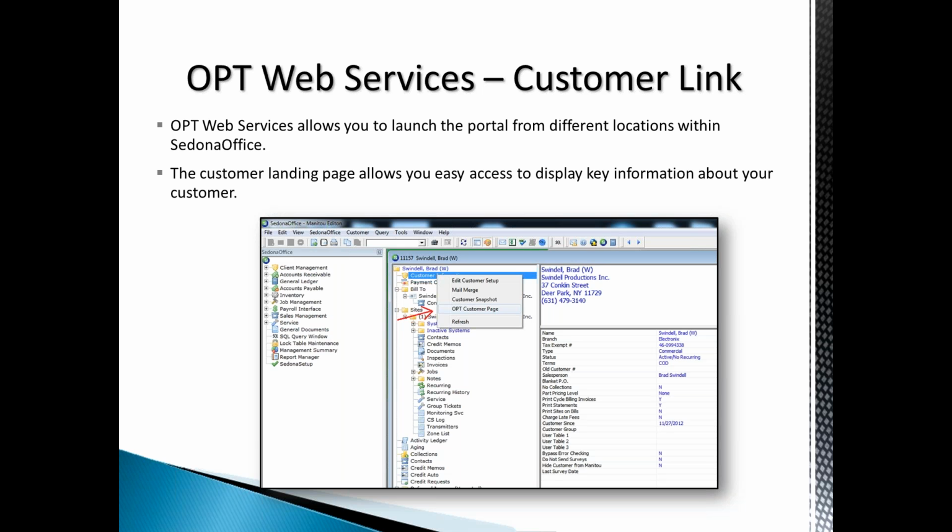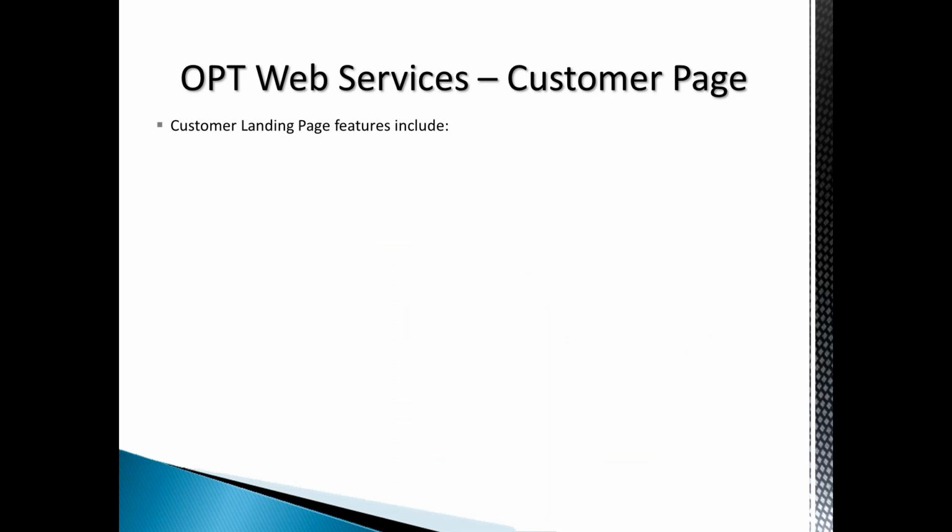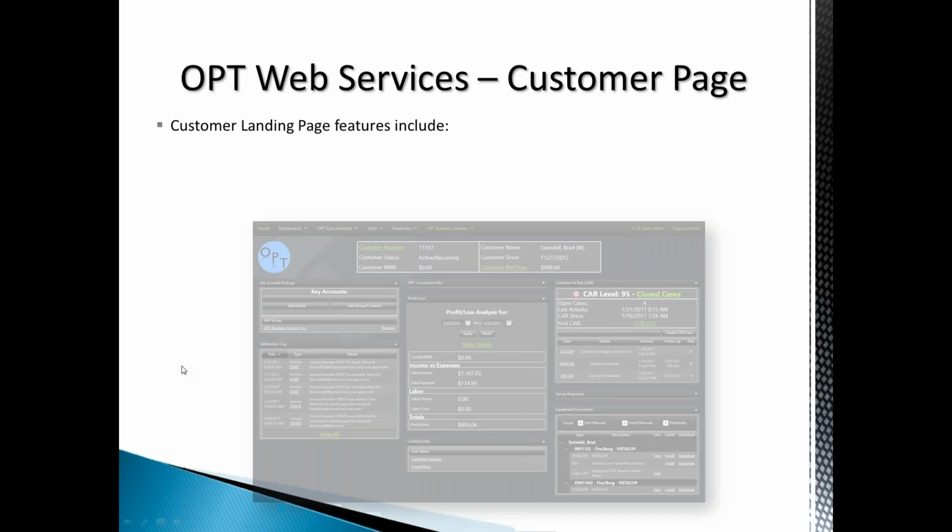Okay, so let's talk about another area of web services, and that's called our customer landing page. The first area we looked at was kind of a high-level branch or company-wide analysis. Now we also have a section called our customer landing page. When you right click into customer information, you come out to the customer landing page. This is going to give us a bunch of different information that's going to be centric around that particular customer.